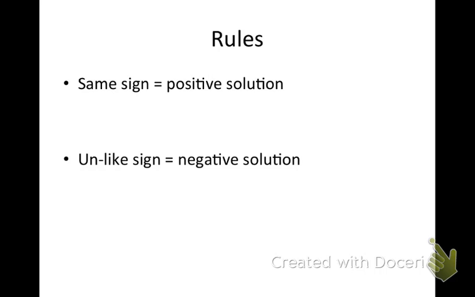So if multiplying and it's the same sign, you will always have a positive solution. So multiplying two positive numbers, positive solution, or multiplying two negatives is a positive solution. If they are unlike signs, you will have negative solutions. So multiplying a positive with a negative or multiplying a negative with a positive would give you a negative solution.